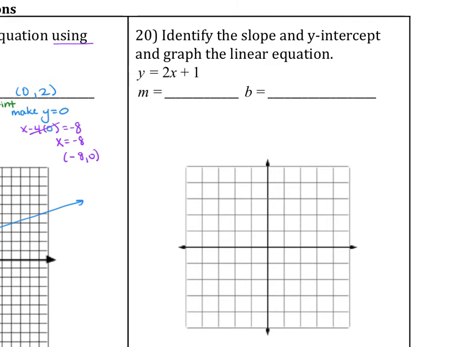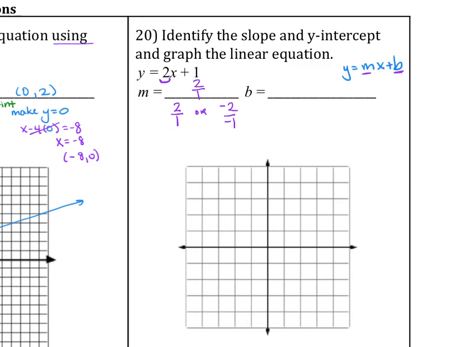So in this case, identify the slope and y-intercept and graph the linear equation. So this is in slope-intercept form. Slope-intercept form is y equals mx plus b. Remember that m is our slope, b is our y-intercept. So m, in this case, is slope, which is 2, and I'm going to go ahead and write it as 2 over 1. Remember, there's two ways to write this. It's positive 2 over positive 1, or we could even say that this is negative 2 over negative 1. Negative over negative is positive.